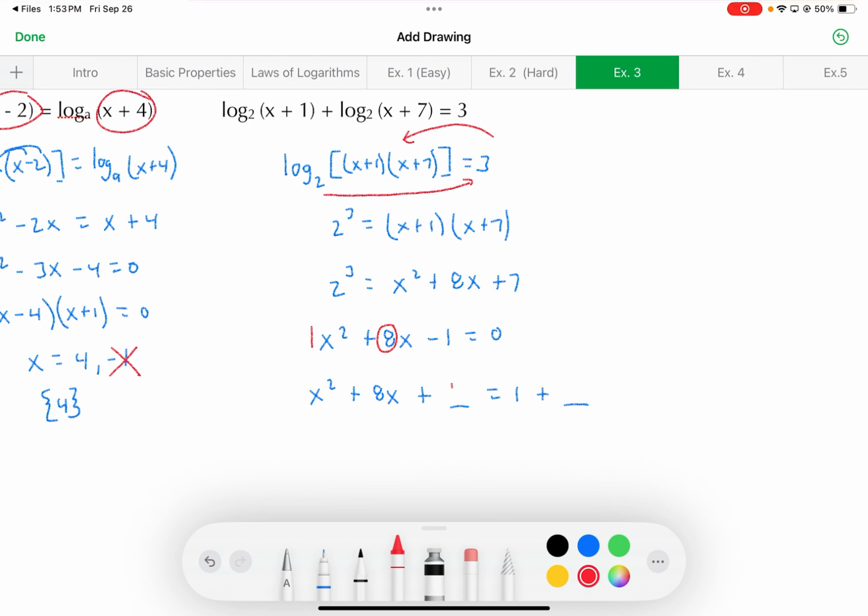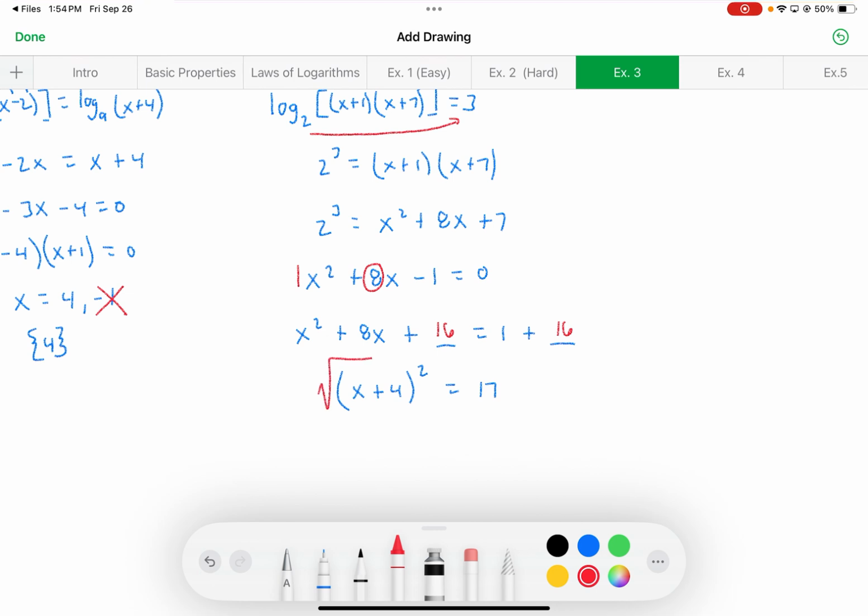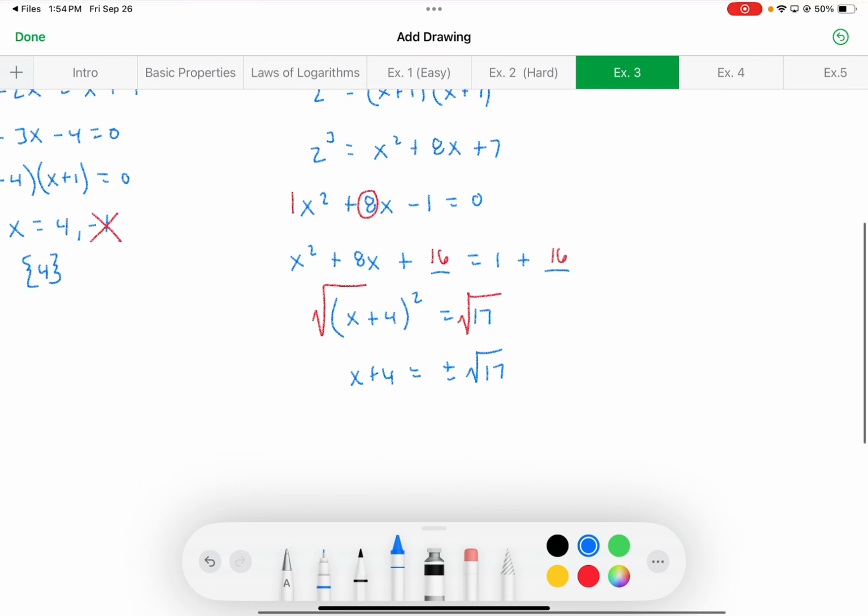16. How'd you get that? You take half of the coefficient of x, which was 8, and then you square it. Yeah, half of the coefficient here, 8, which is 4, square that to 16. Add that to this side as well. All right, so this will now factor to x plus 4 squared equals 17. I'm going to take the square root of both sides. X plus 4 will equal plus or minus the square root of 17, or x equals negative 4 plus or minus the square root of 17.